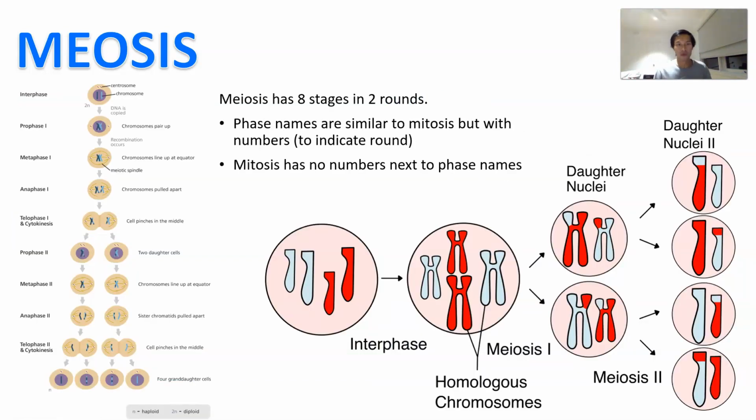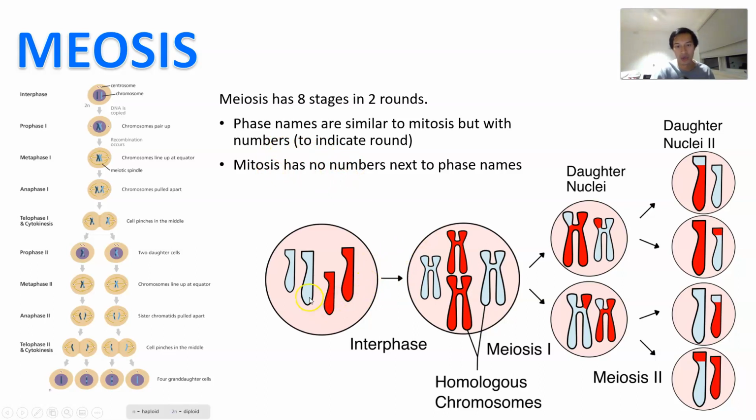Okay, here's an overview of it, and you can see there that there are 8 stages in meiosis taken in 2 rounds. The phase names are similar to mitosis, but they will always have a number next to them, and that's the telltale between mitosis and meiosis. When you see a number next to it, it is meiosis. When you see no number, it is mitosis, okay?